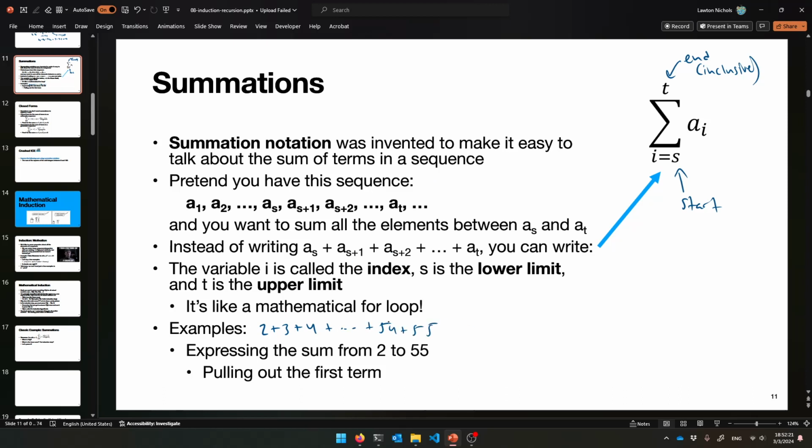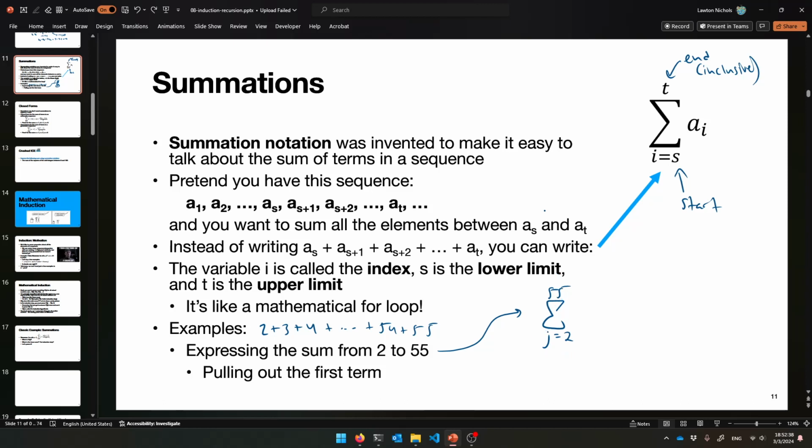You could write it out like that, and somebody would understand what you wanted. Or you could use summation notation. You could be like, all right, I want the sum of all the numbers. Let's use j as my variable. Starting from 2 all the way to 55, start j at 2, iterate all the way to 55.